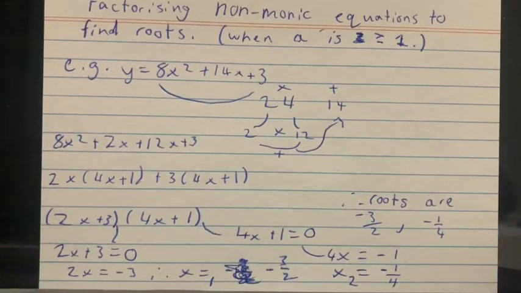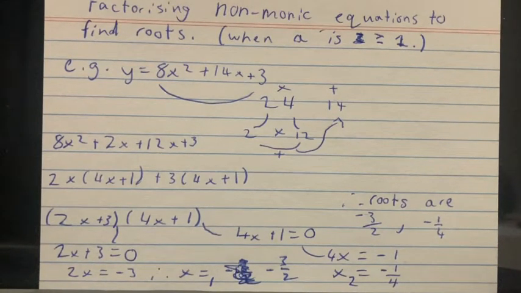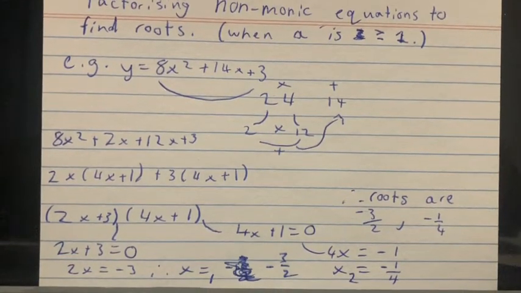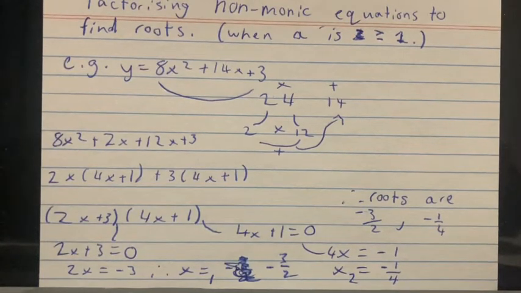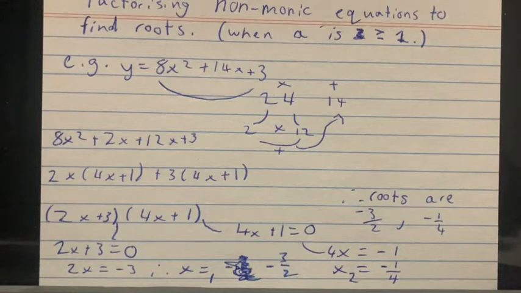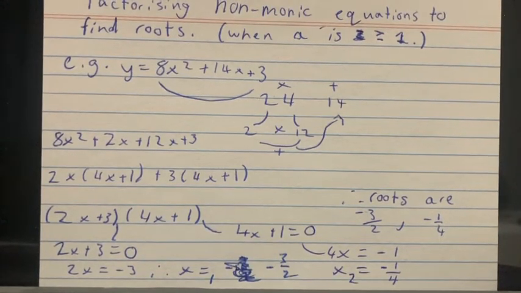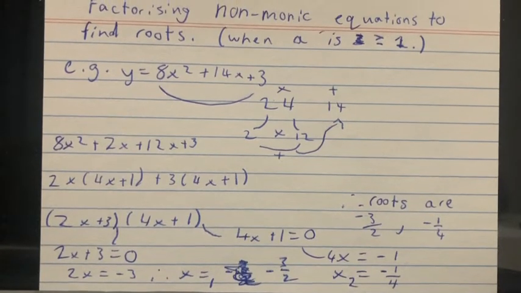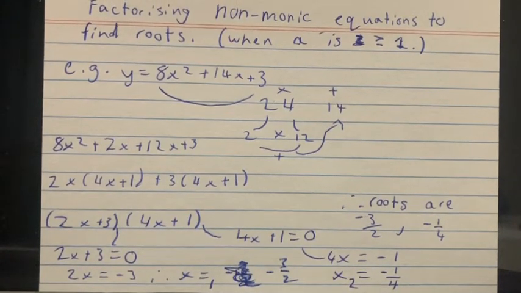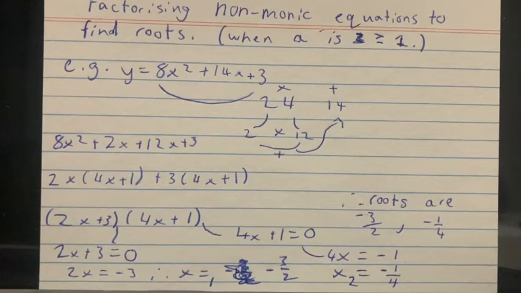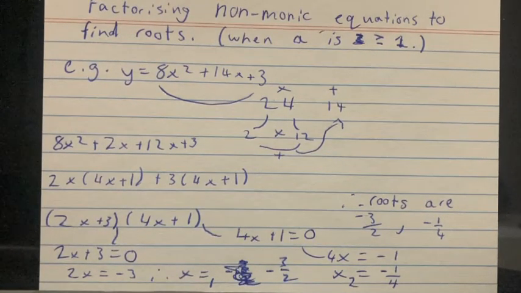Then you have to solve that new looking equation, and let's just do the (2x plus 3) first. So you get 2x plus 3 equals 0, then you take the 3 from the left side and put it on the right side, so you get 2x equals negative 3. Then you divide both sides by 2, which gives you x equals negative 3 over 2. So x1 is negative 3 over 2.